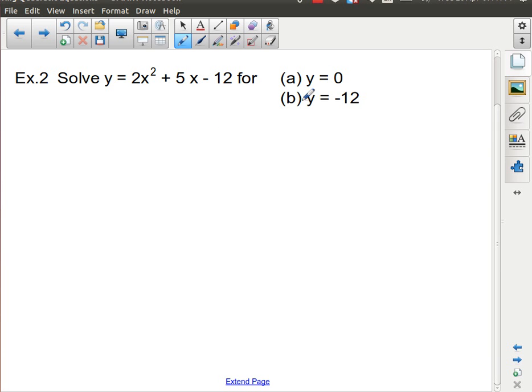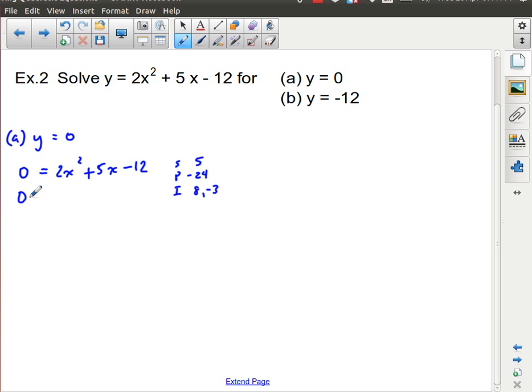Okay, let's take a look at another example. In this case, I've been asked to solve for y equals 0 or y equals 12. So let's start over here for y equals 0. I'm going to write my equation, 0 equals 2x squared plus 5x minus 12. My sum is going to be 5. My product is 2 times negative 12, that's negative 24. And my integers are going to be positive 8 and negative 3.